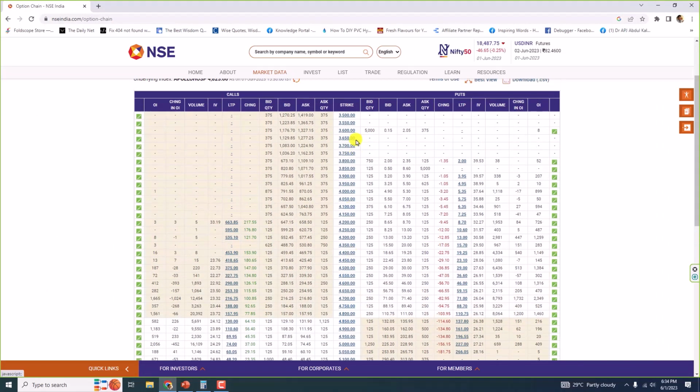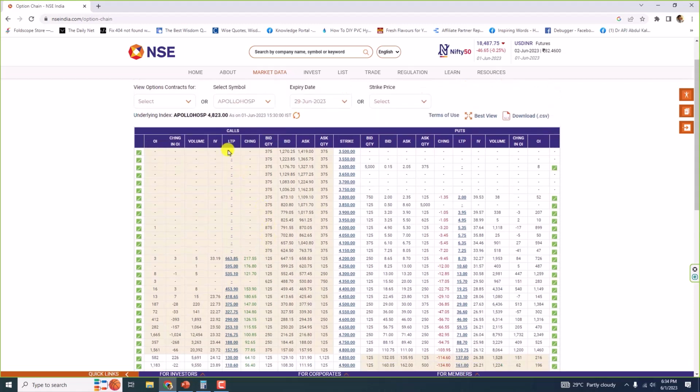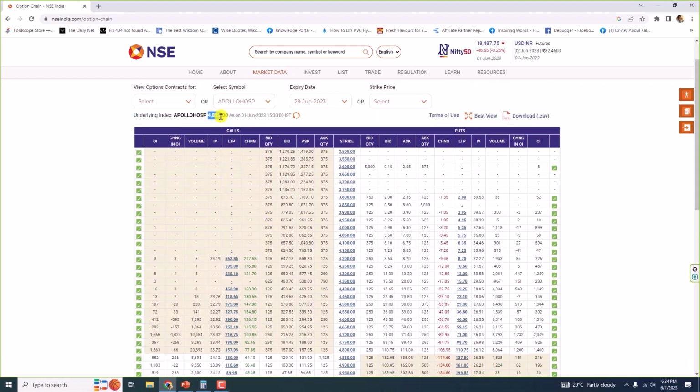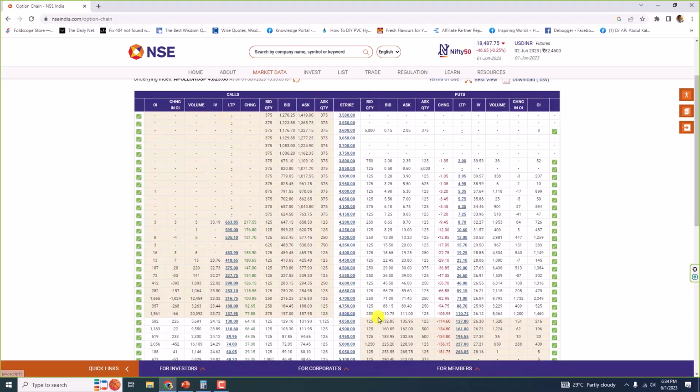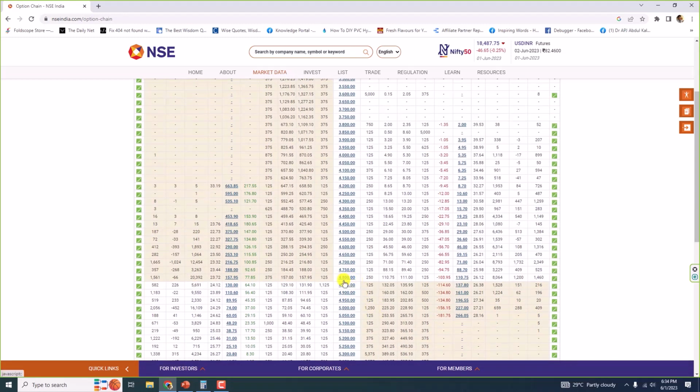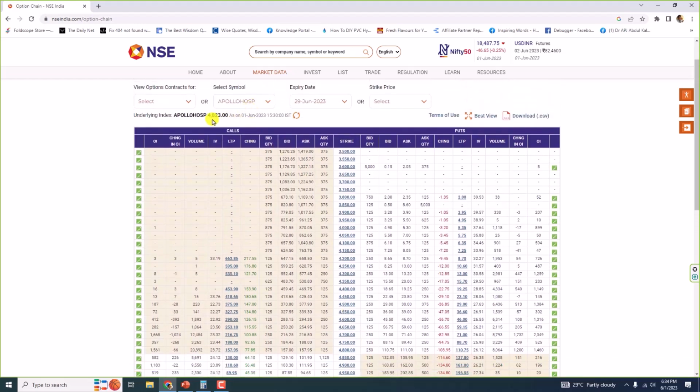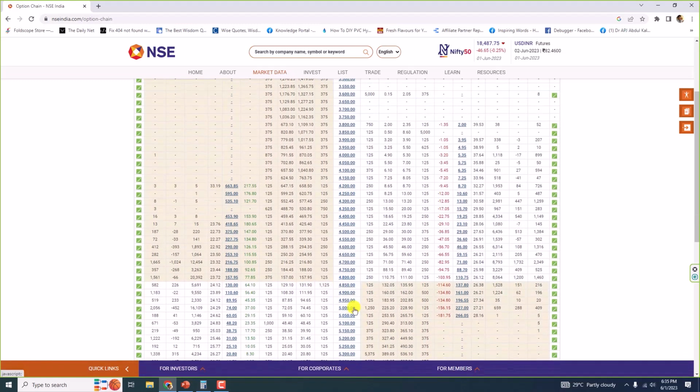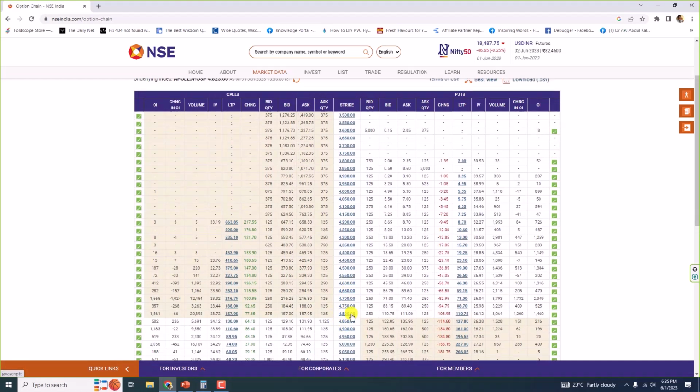Okay. Now, let me go down. So, at the middle is the strike price. You know this. To the right of the strike price are the details of put options. To the left of the strike price are the details of call options. You know that too, correct? Now, the spot price or stock price is 4,823 and the strike price near to that or equal to that will be at the money. So, 4800 here is almost equal to 4823. So 4800 will be at the money option.